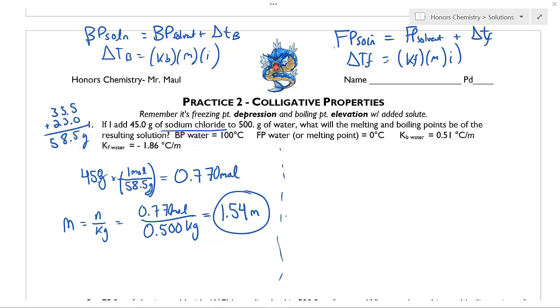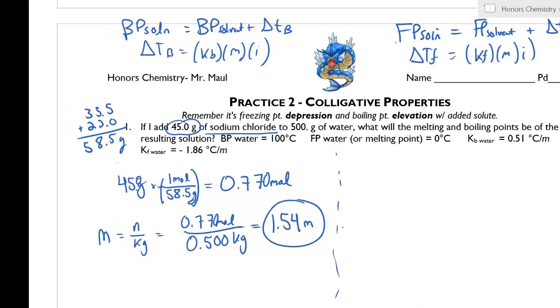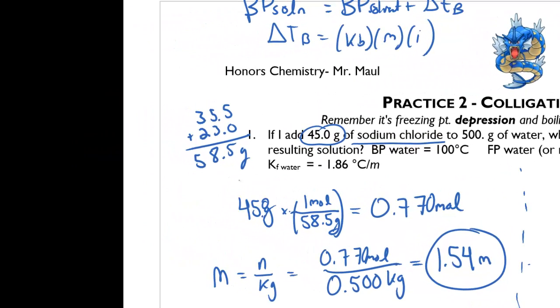So the first thing you need to do is figure out how much solute I added, and how that changed the concentration of my solution. I look at the question, and it says I have 45 grams of sodium chloride. I added up the molar mass of sodium chloride and got 58.5. So I multiplied the grams times one over the molar mass, and we were able to get 0.770 moles.